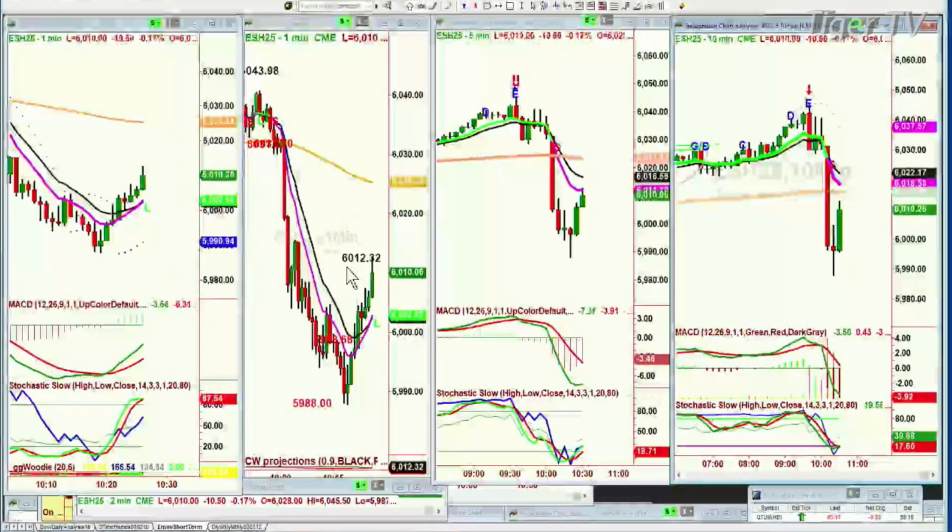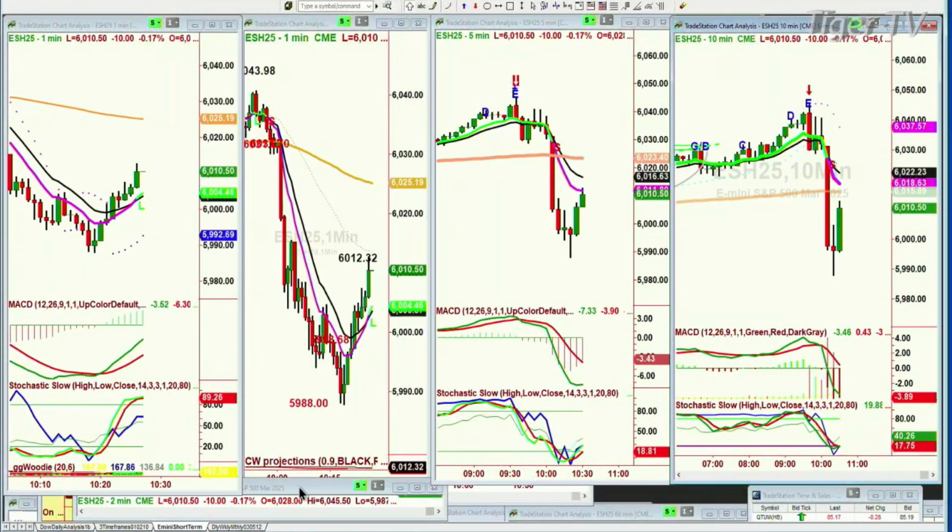You can see in this chart it says 6,012, there's an automated Chapman wave resistance level. Look at that perfect 59.88 support level, and it bounced right off that automated Chapman wave support level. So that's the way I like to look at markets.